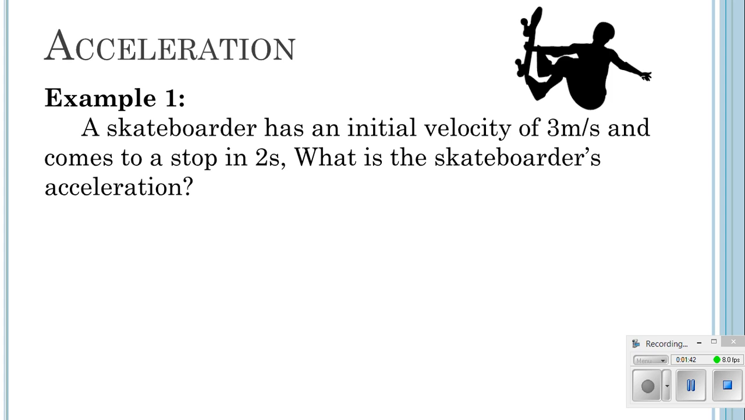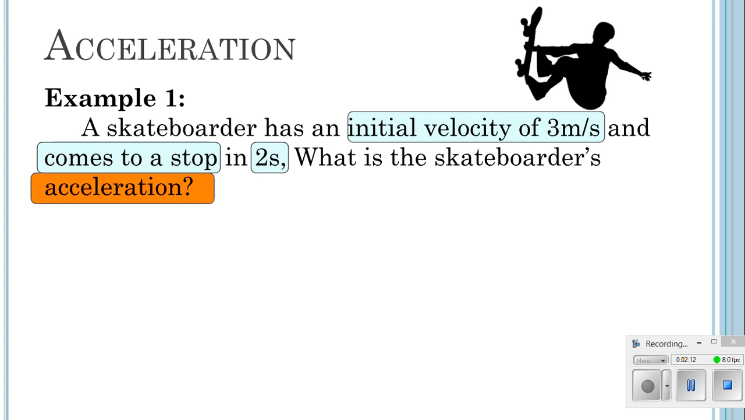For our first example, I'm going to go through this one with you. A skateboarder has an initial velocity of 3 meters per second and comes to a stop in 2 seconds. What is the skateboarder's acceleration? So I'm going to go through and figure out what information we are given. Initial velocity of 3 meters per second. We come to a stop, and it takes us 2 seconds to do so. What are we looking for?